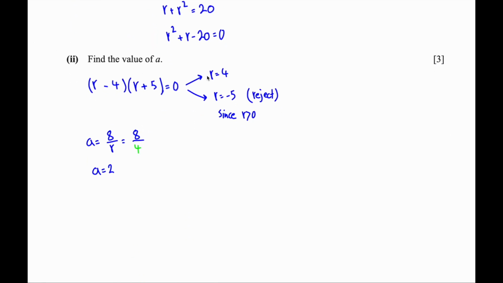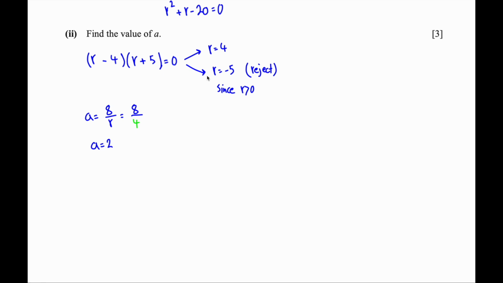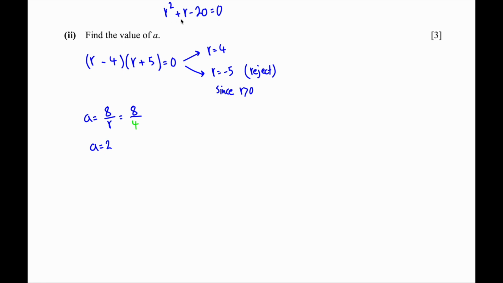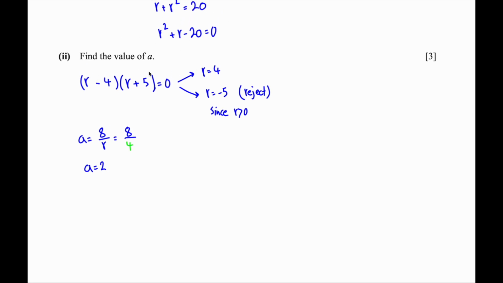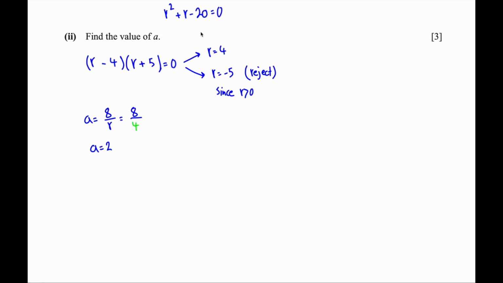And in part 2 I have to find the value of a. So since a is 8 over r, that means I need to know the value of r. Therefore I can substitute it. So the equation you found up here, you just have to solve it. And I prefer factorization because it's quite an easy quadratic equation. All I need is to find the two numbers where their product is negative 20 and their summation is 1. And those numbers are negative 4 and positive 5.